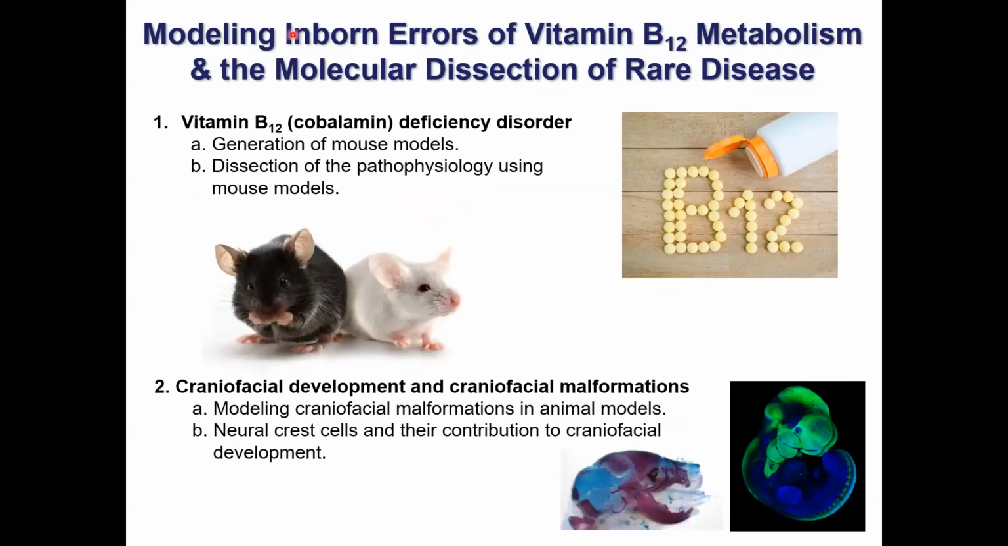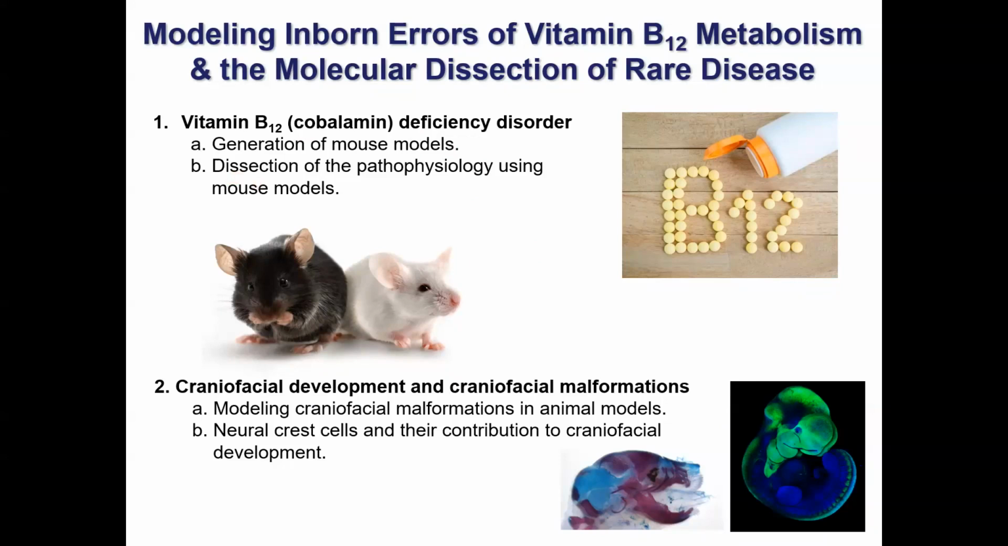So the first one is the study of vitamin B12 deficiency disorder, which we have very recently wrapped up and has finally been accepted for publication. It involves the generation of new mouse models based on known human genetics, then the dissection of the pathophysiology of this disease using these mouse models. There's a novel finding on a new aspect of the pathophysiology of this specific disease that has not been uncovered before, and we were able to uncover it.